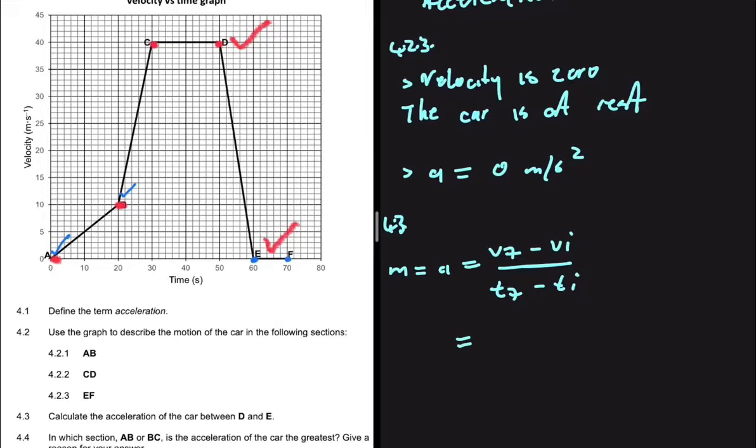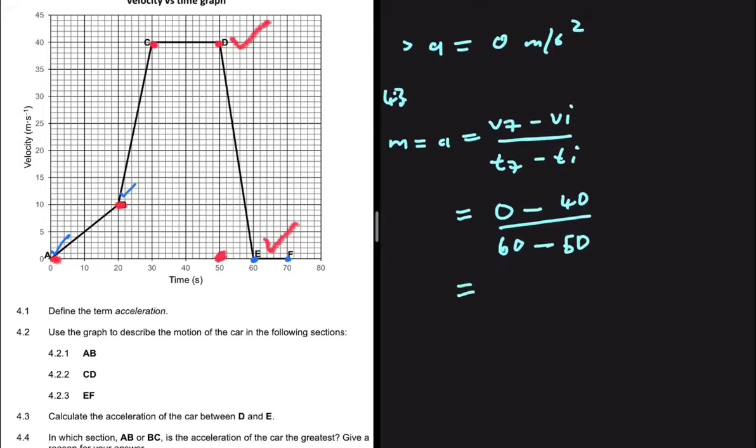So what is the final velocity at E? That is 0 minus the initial velocity at D, that is 40 meters per second. Everything divided by T final, the time at E, that is 60 seconds, minus the time at D, which is 50 seconds. So that will be minus 50. If you put that in your calculator, you should get minus 4. But that minus is just giving us the direction. So we can conclude that our acceleration is 4 meters per second squared in the opposite direction.